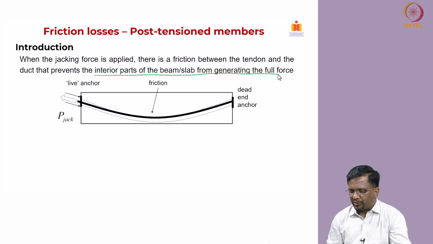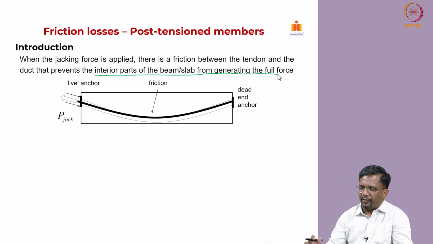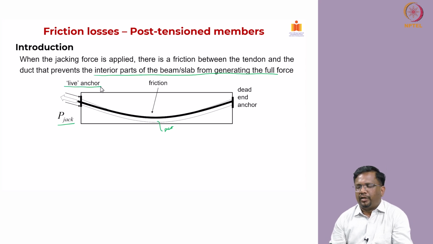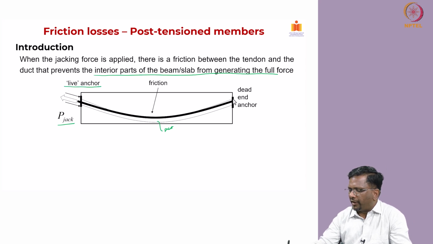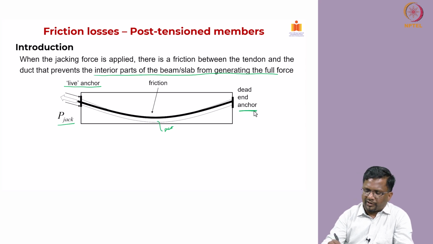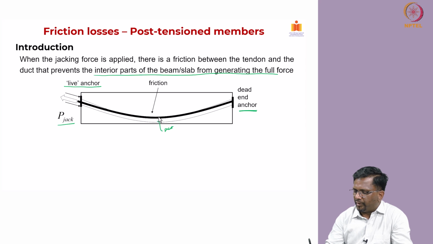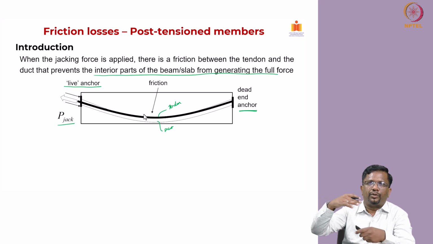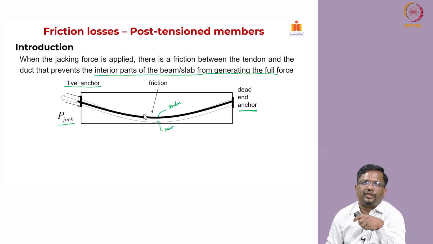So that is what is shown here, and typically if you look at it, this is a beam and this is your duct, okay. Wherever we are doing the jacking, we call that a live anchor, and wherever you do not do the jacking and you put your anchors, we call that a dead end anchor. When you stress them, this is a cable, okay, this is the tendon or a cable. The tendon will move up and try to rub against the surface of the duct, okay.